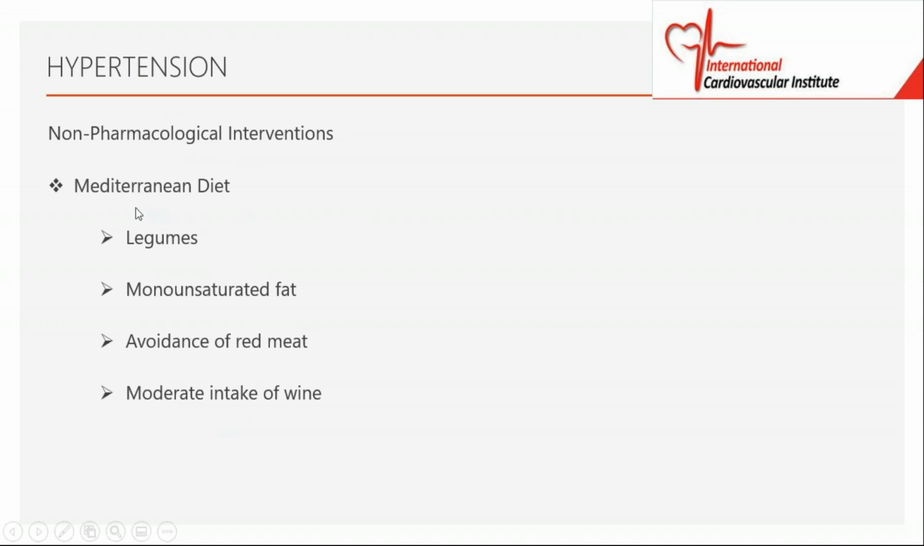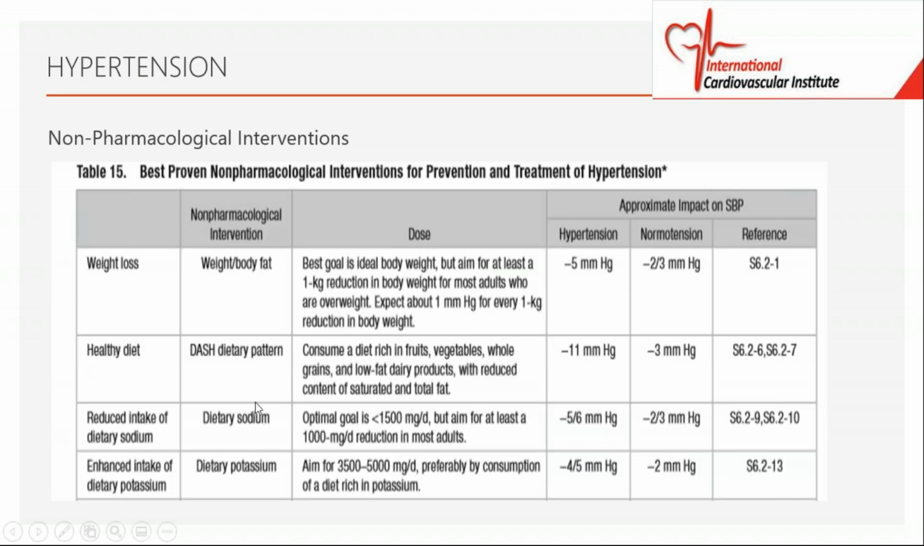The other diet that was found to be very beneficial in patients with hypertension is the Mediterranean diet, in which patients reduce their carbohydrate intake, with a lot of vegetables, legumes, beans, nuts, monounsaturated fats, reduction in red meat, so more white meat, and moderate intake of wine. However, if your patient is not a drinking person, I wouldn't encourage them to start.